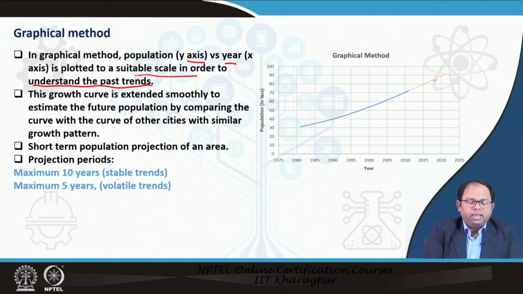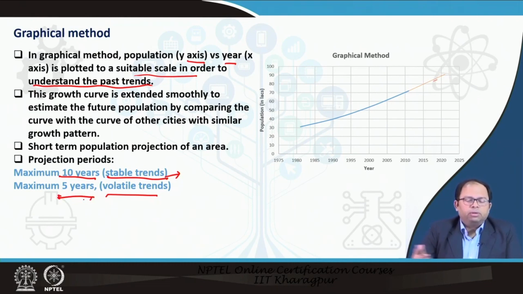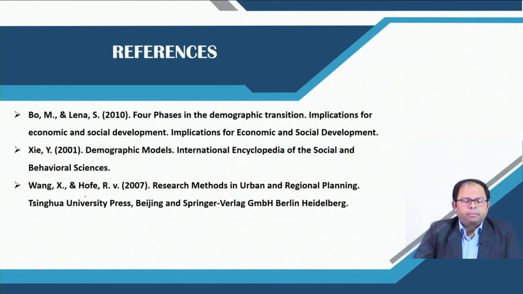If the demographic trends are stable, that means the population is stable, then we can do a maximum of 10 years, whereas for volatile trends, that means the population is going through a lot of changes, this kind of method could be adopted only for 5 years. So, these are the references you can follow.